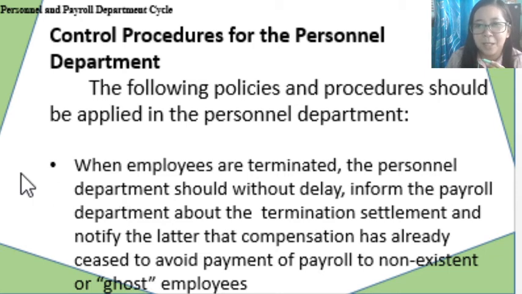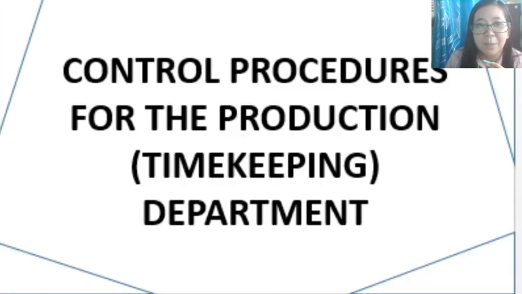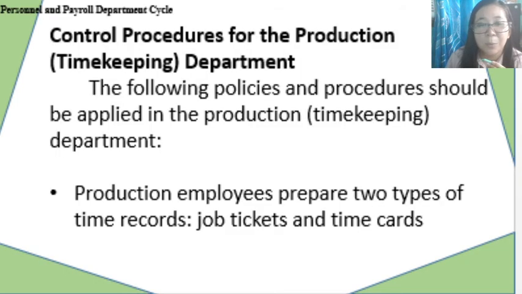So those are the different control procedures for our personnel department. We will continue with the next department, which is the production or timekeeping department. What are the control procedures that should be applied? These are the following.